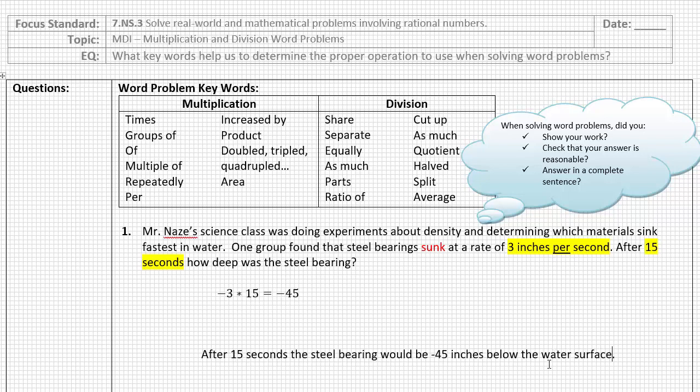So it's a pretty simple sentence, but it gives me my answer. It talks about the context and what object I'm talking about. So this work, along with this sentence, would be a pretty good answer for a word problem on a test. Pretty close to a 4.